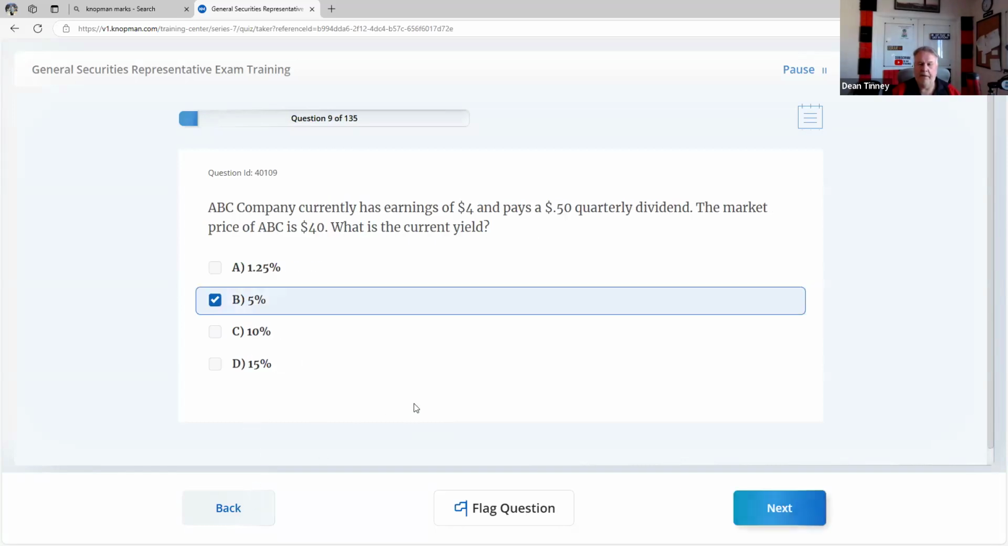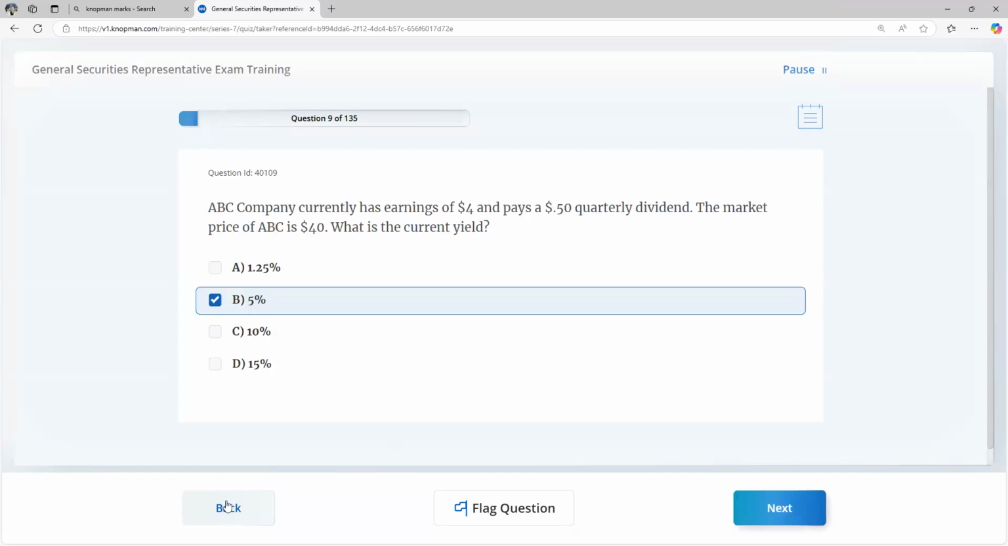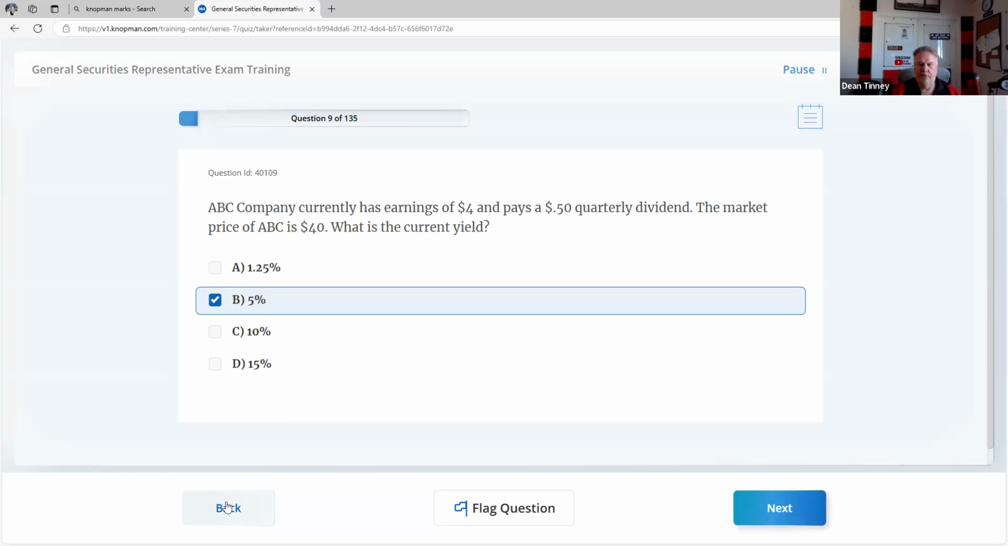By the way, I probably might have missed this because I thought you were going to ask us the dividend payout ratio, which is 50%, right? $2 of the $4 is what they're distributing. Oh, hold on. Go back. They just asked us current yield. So the $4 there is just to mess this up. But if I was a test taker and I saw the 4 and the 50 cents, I could have said, I bet they're asking me dividend payout ratio.